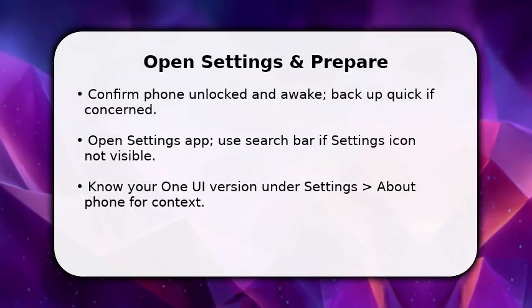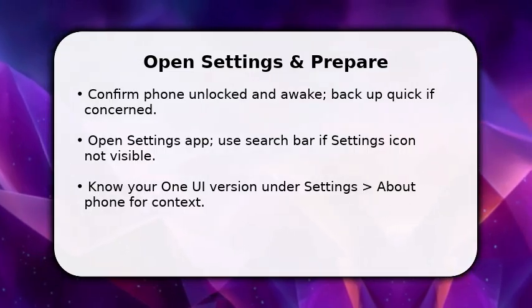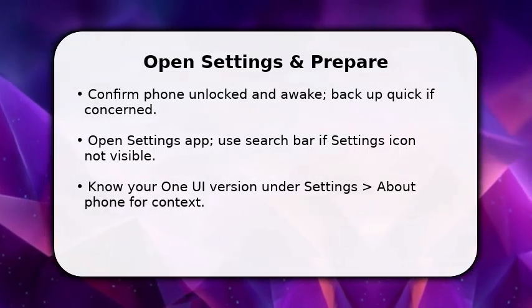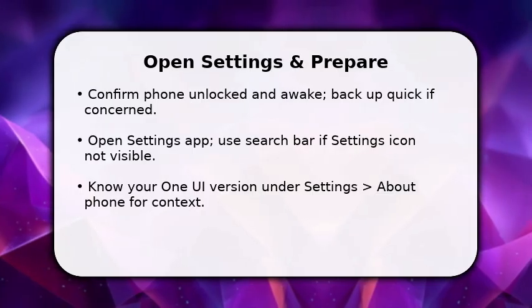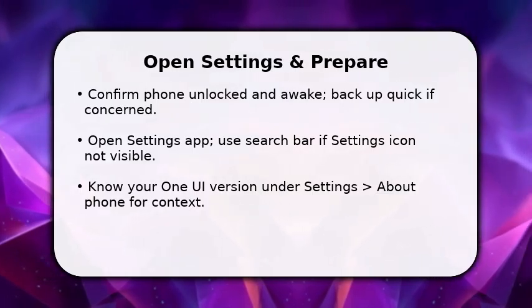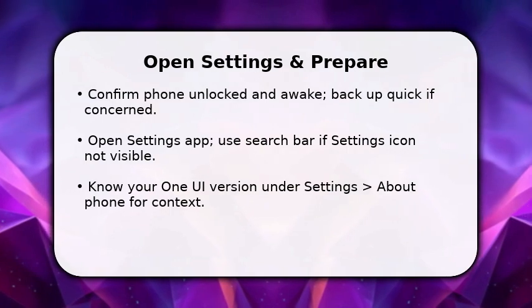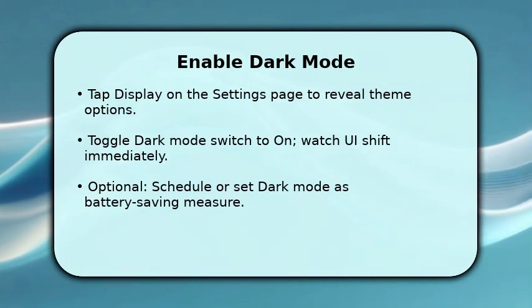Once you see Display in the menu, make sure you're looking at the core display page rather than an app-specific theme. This initial step locates the controls you need and prevents toggling conflicting app themes later in the flow. Now you're on Display. Tap it and look for Dark Mode or Dark Theme.